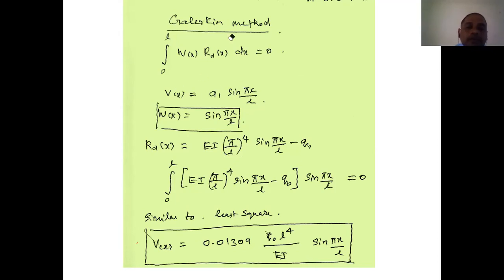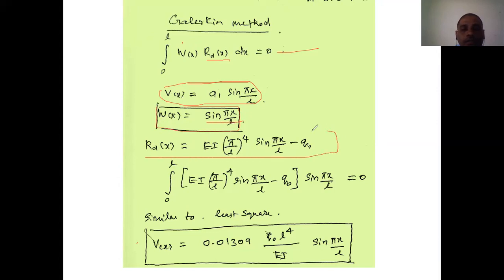Okay. So if you substitute the value here, v of x is equal to a1 into sine pi x by l. So this term becomes w of x is equal to sine pi x by l. Okay, so w of x is equal to sine pi x by l is actually the weighted function. So you need to apply two different functions in the integral equation. Here, instead of w of x, you can substitute the value of sine pi x by l. Instead of Rd of x, you can substitute the value of EI into pi by l the whole power 4 into sine pi x by l minus q naught.